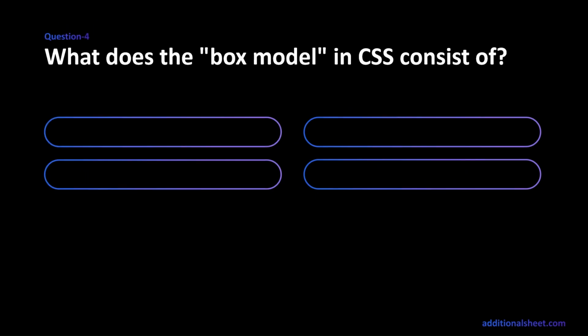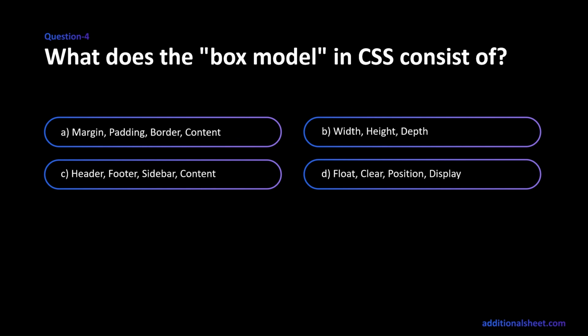Q4. What does the box model in CSS consist of? Options are A. Margin, padding, border, content, B. Width, height, depth, C. Header, footer, sidebar, content, D. Float, clear, position, display.